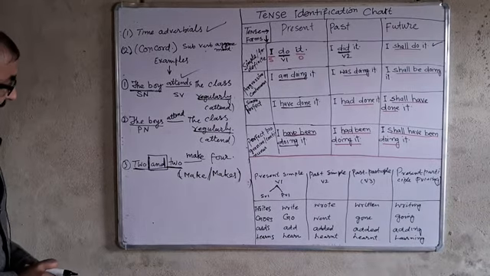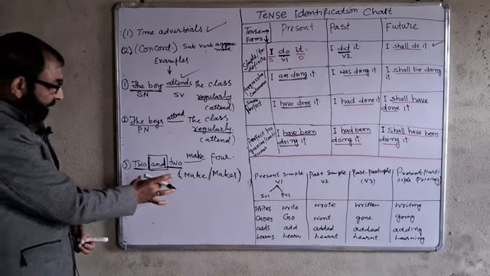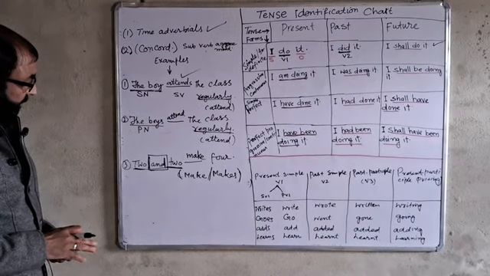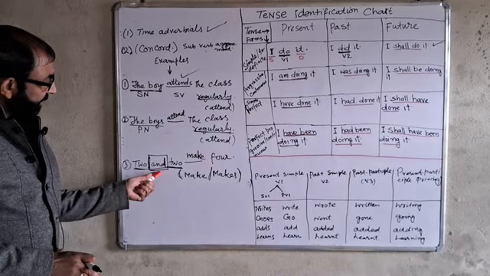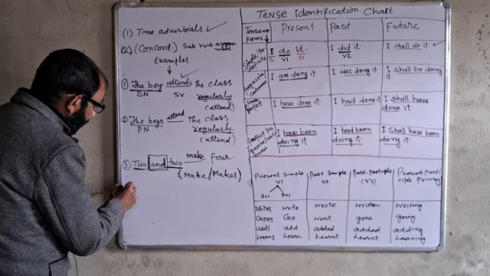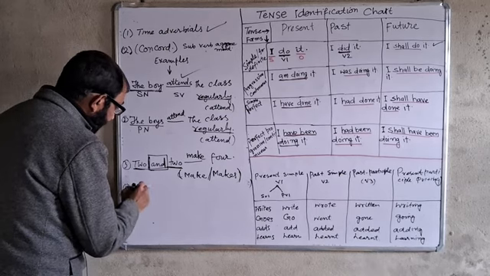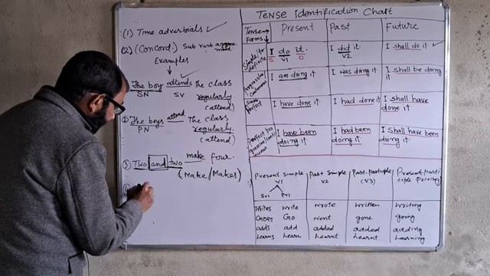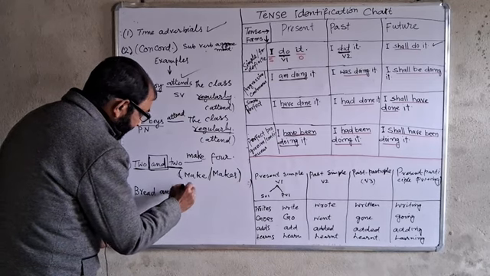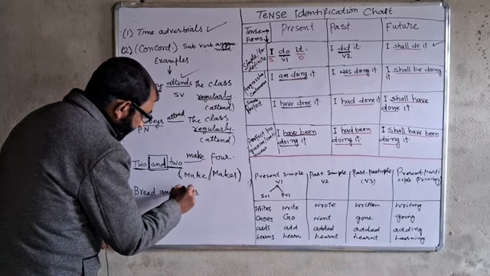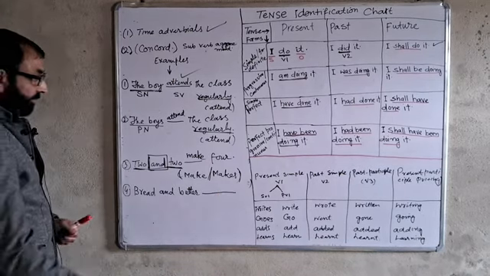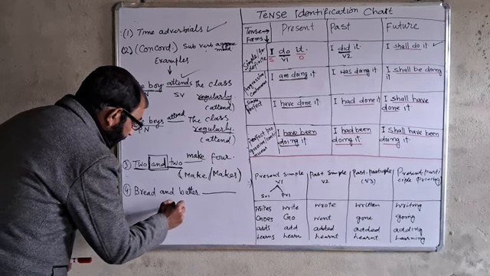But there is a slight exception to this rule. Sometimes two singular subjects are joined by and, but they refer to a single idea. For example, here, bread and butter, dash, a good food.